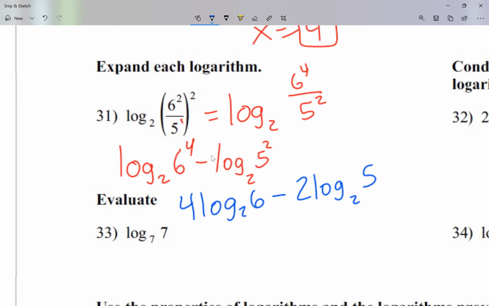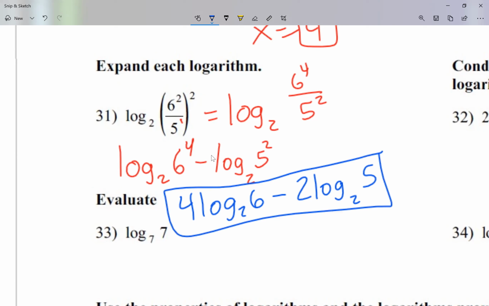Take a look at each of your logs. If you can simplify into a whole number, by all means do so. Log base 2 of 6. No, I can't, right? Think of that as 2 to the x is equal to 6. We cannot solve for x. Looking at the other one, 2 to the x is equal to 5. No, okay, so that's it. We cannot simplify anymore, so that's it. Let's take a look at question number 32.